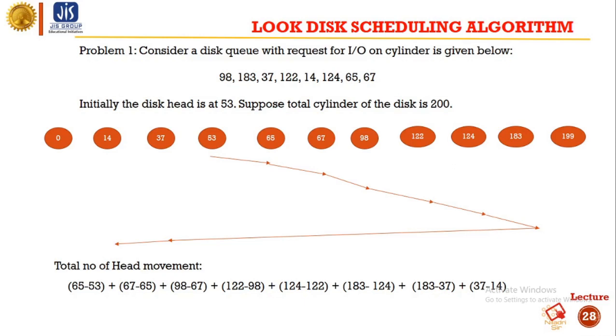Then from 183 we have moved to 37, so the head movement is 183 minus 37, and from 37 we have moved to 14, so it will be 37 minus 14. So the total answer is 299.